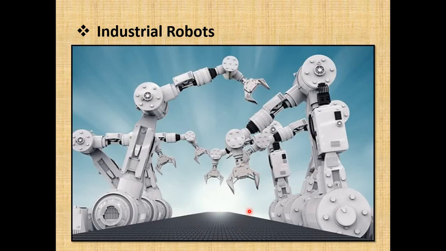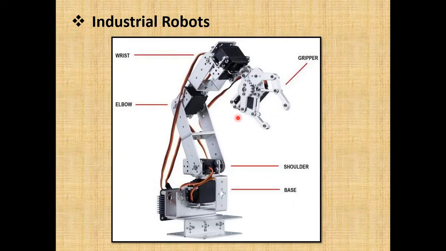As you can see in the picture, these are basic pictures of industrial robots. As you can see, it is not looking like a human, but this type of industrial robots are there. Now we will talk about the different parts of the industrial robot. As you can see, this is the base, this is the shoulder, this is the elbow, this is the wrist, and this is the gripper. Now we can compare with the human anatomy, so here we can say the human shoulder.